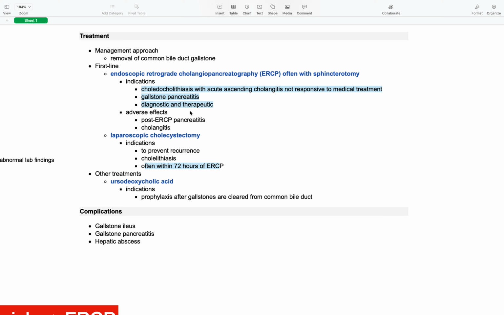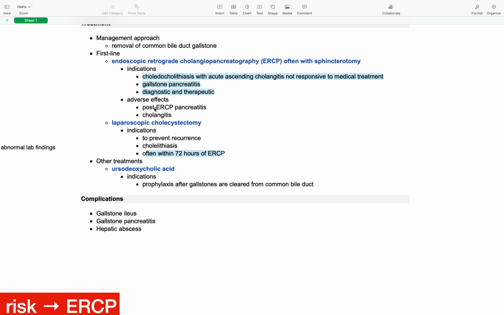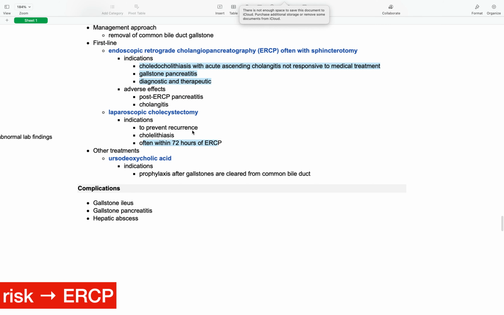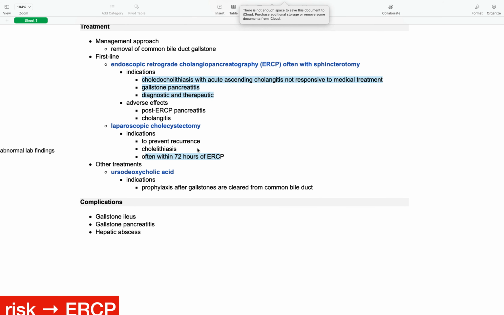ERCP is both diagnostic and therapeutic, therefore it is indicated in patients with choledocolithiasis, okay? And the adverse effects of ERCP are pancreatitis and cholangitis. And after an ERCP, within 72 hours, you need to do a laparoscopic cholecystectomy as well. Okay, and sometimes in patients who are not good candidates for treatment, you may start ursodeoxycholic acid.